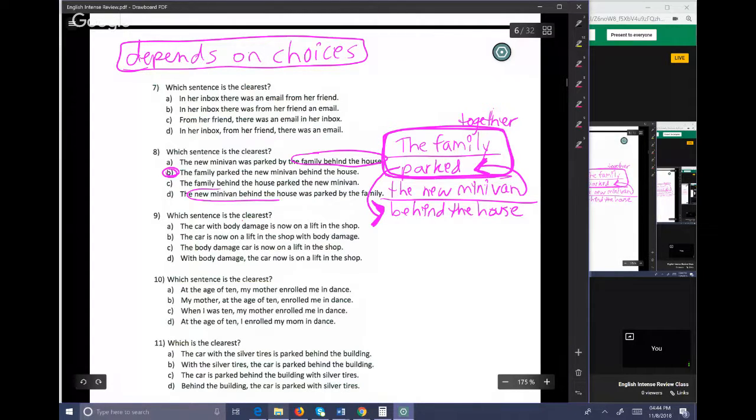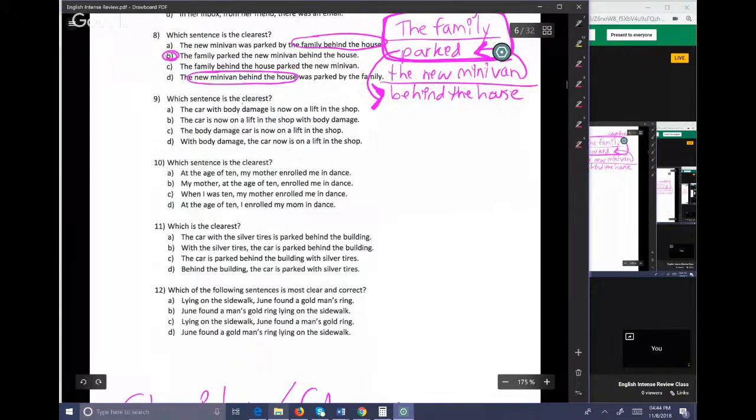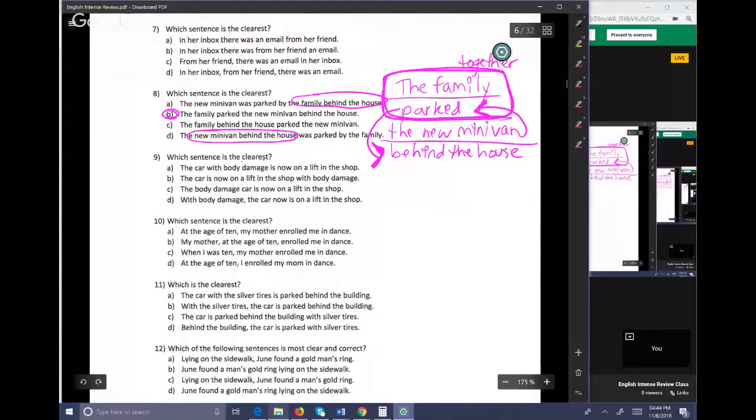This says the van's behind the house instead of saying it got parked behind the house, and so on. Let's do number 9 in the same manner.